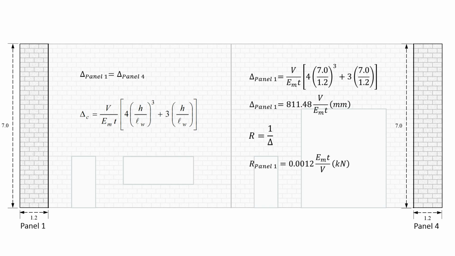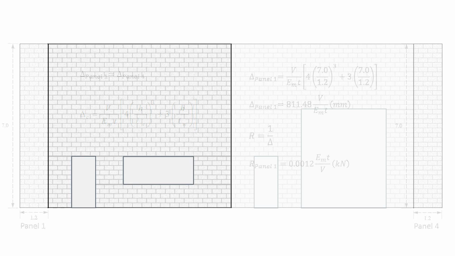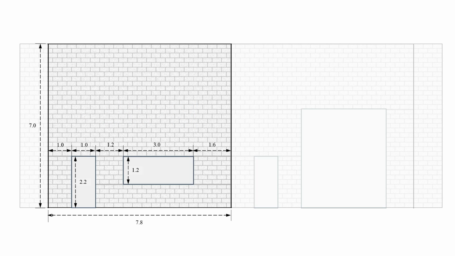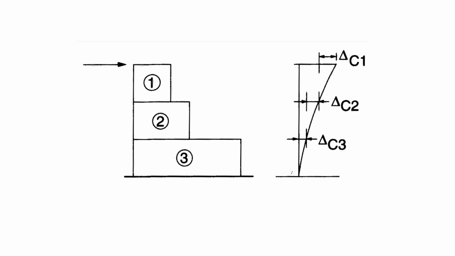but it'll come into play once we compare it to the rest of the wall panels. Now moving on to panel 2, you can see it's a little bit more complicated as we now have two openings within this wall panel. Now if you recall from earlier, we can get the deflection of a wall by adding up the deflections of each of the vertically stacked components.